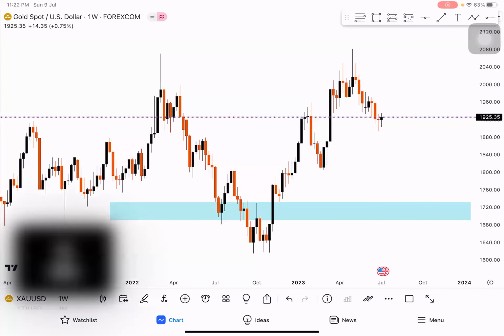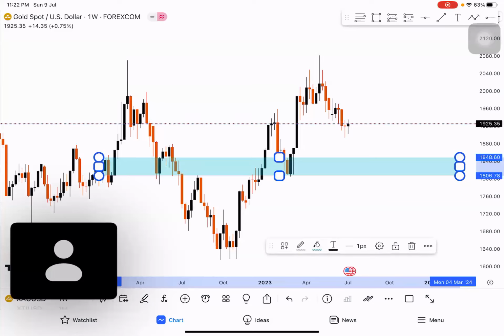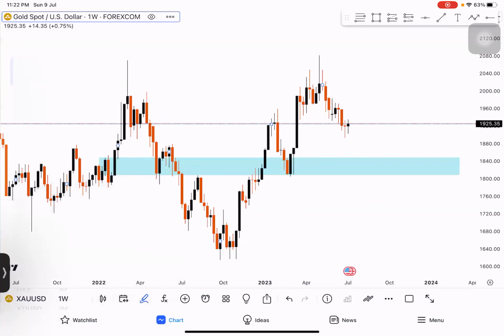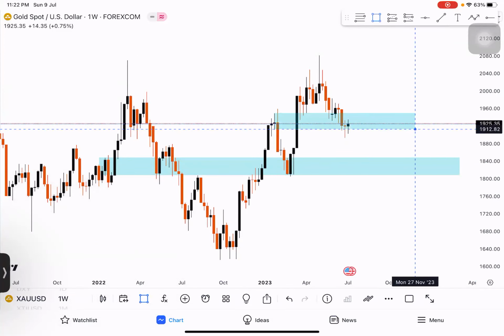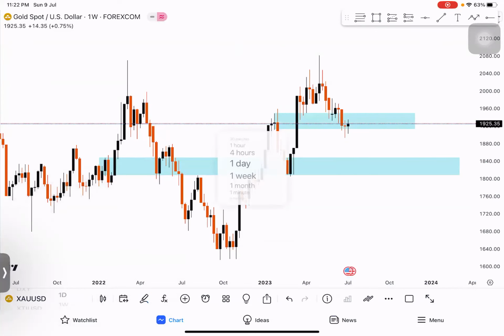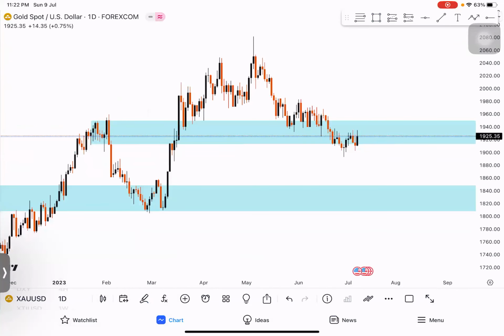For me, on the weekly, I just mark the zone and also know the direction, only that. For right now, we know that gold is on the buy. And these are two possible places that we're going to retest. So we have to wait for the buy, then we go to daily, and you see the price action on the daily.